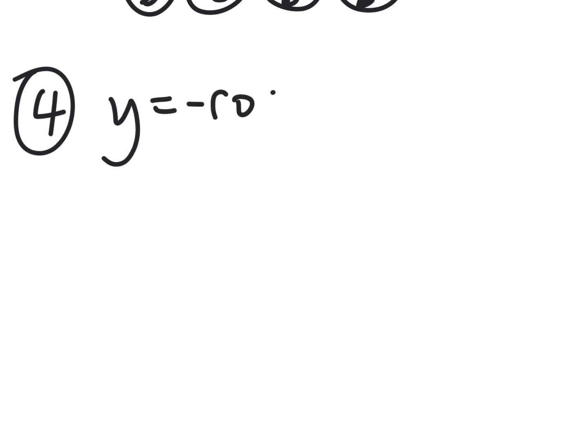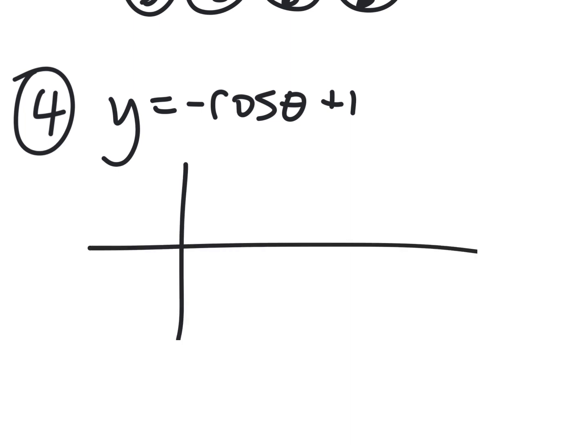Number 4 had negative cosine theta plus 1. So a lot of people knew to move this graph up 1, but to first start with, I have to actually get cosine on here. Cosine is a valley. And it ends at 2 pi.